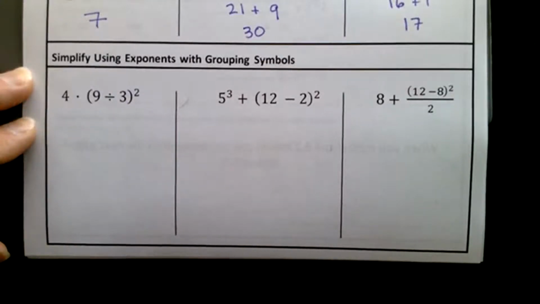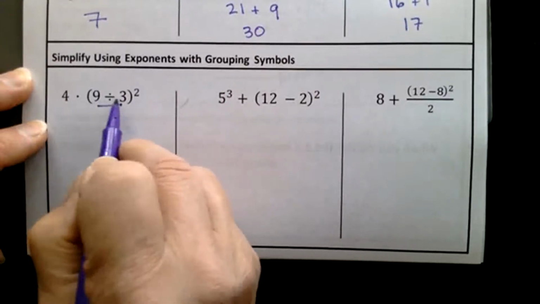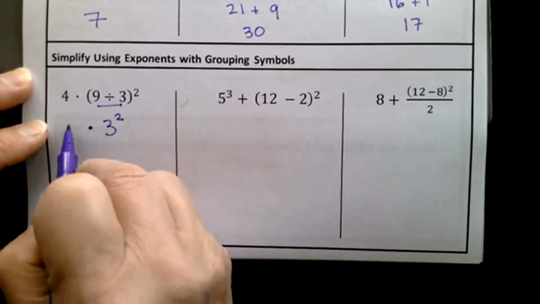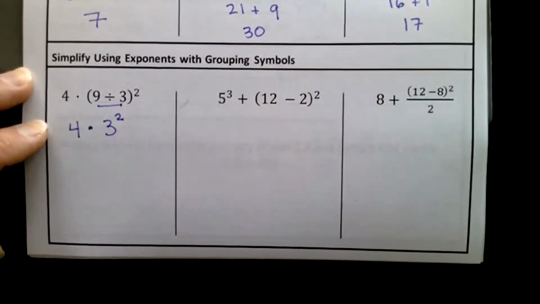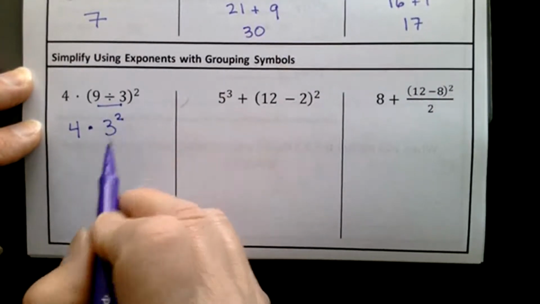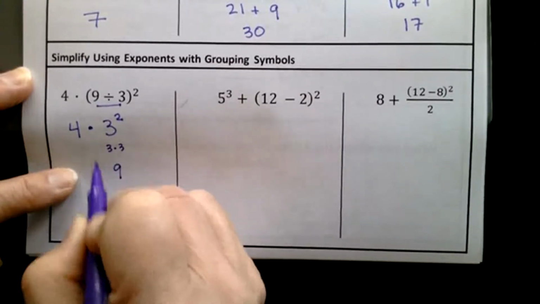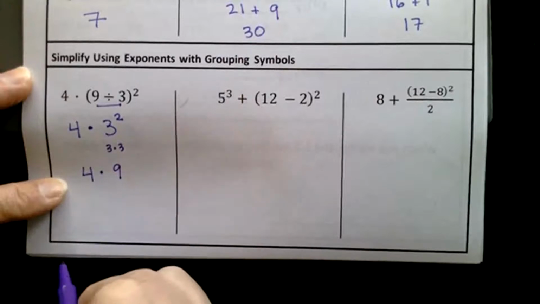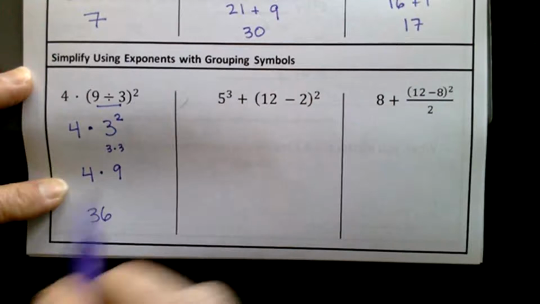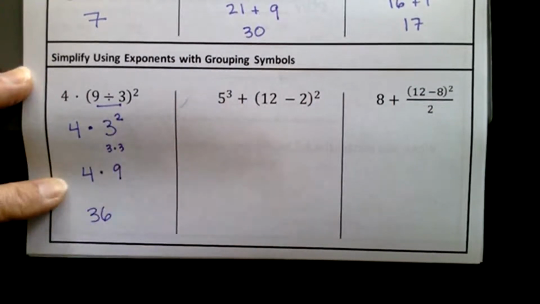So you remember, you're always going to do grouping first. So 9 divided by 3 is what you're going to do first. 9 divided by 3 is 3 to the 2nd power, and then we're going to multiply that times 4. Okay? Now we're going to do this exponent next. Now that the grouping's gone, exponent is next. So that's 3 times 3, which is 9. And then we're going to multiply that 9 times 4. 4 times 9 is 36. Okay? This is order of operations, doing the grouping first, then the exponent, then the multiplication.